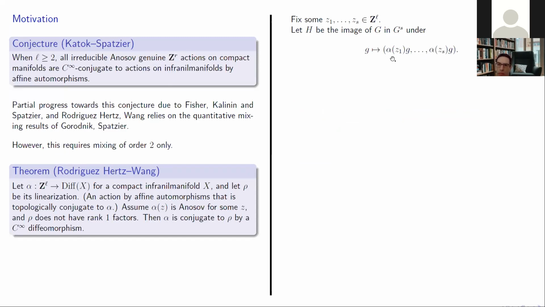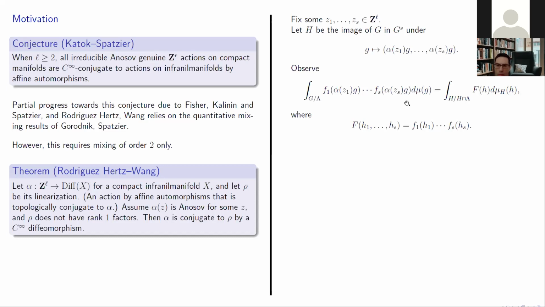So each coordinate is mapped to G twisted by the action, so alpha Z1 up to alpha ZS. So this is a twisted embedding of G inside G to the S. Okay, so what we care about is this integral. So this is the correlation of F1 up to Fs twisted with alpha Z1 up to alpha Zs.